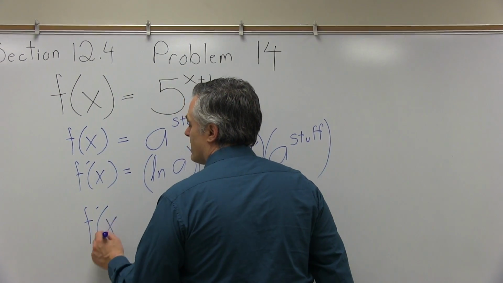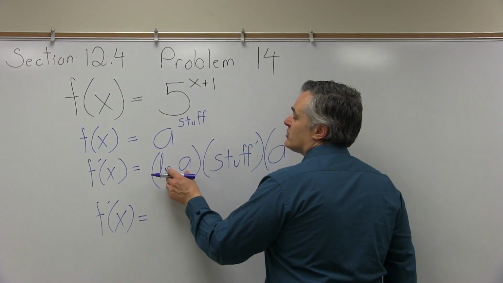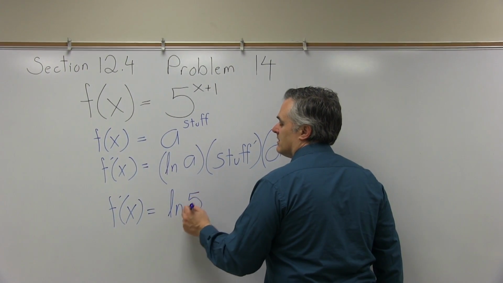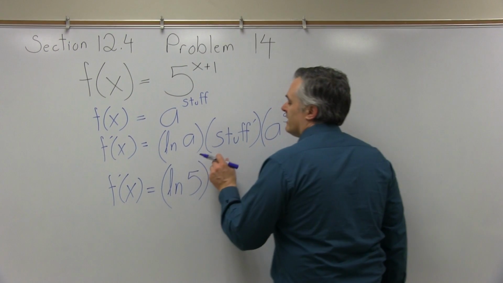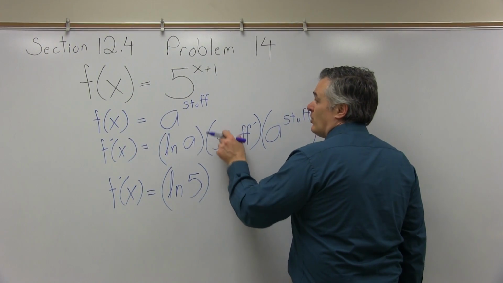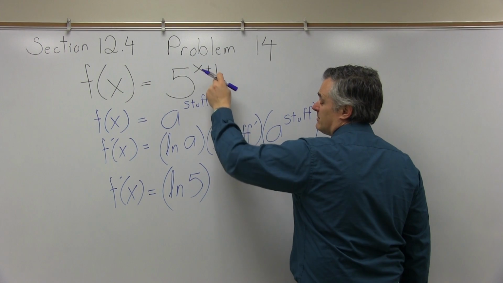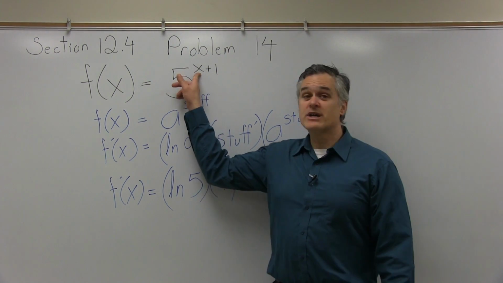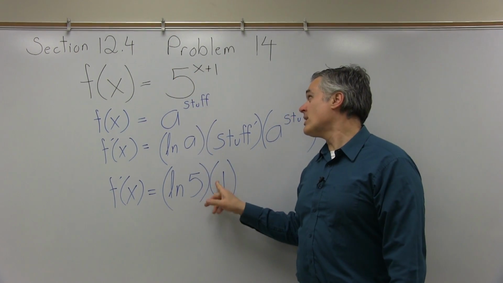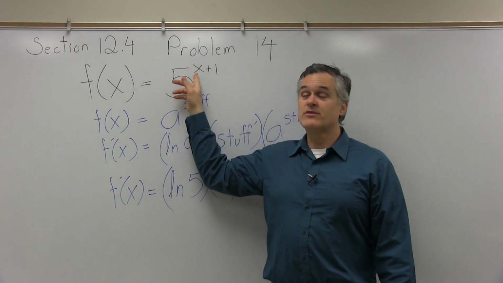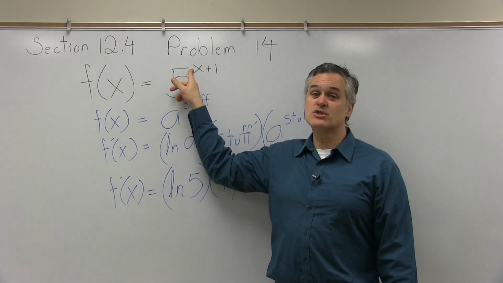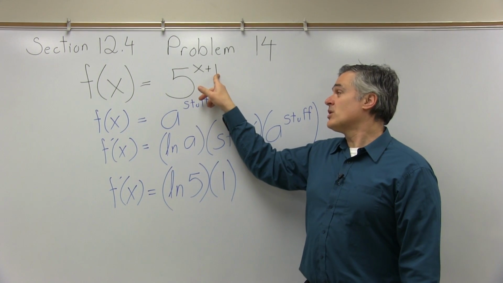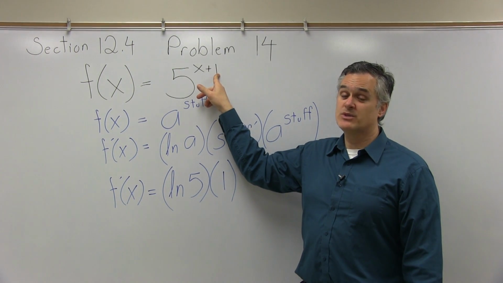So f prime of x equals the natural log of a, which will be the natural log of 5. And then stuff prime. Well, the stuff is x plus 1, so stuff prime is really just 1. The first piece, the 1x to the first, has a derivative of 1. Again, when you have an x to the first, the derivative is whatever the number in front of the x is. There's no number written, but it's assumed to be 1. So there's our 1. The plus 1 on the end has no x in it, so its derivative is 0.